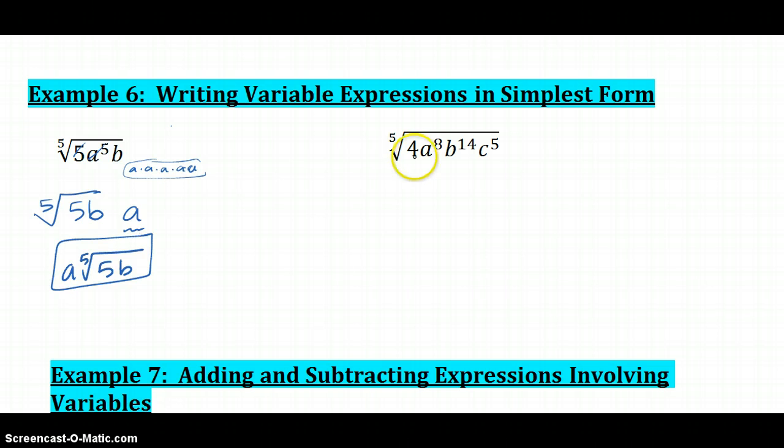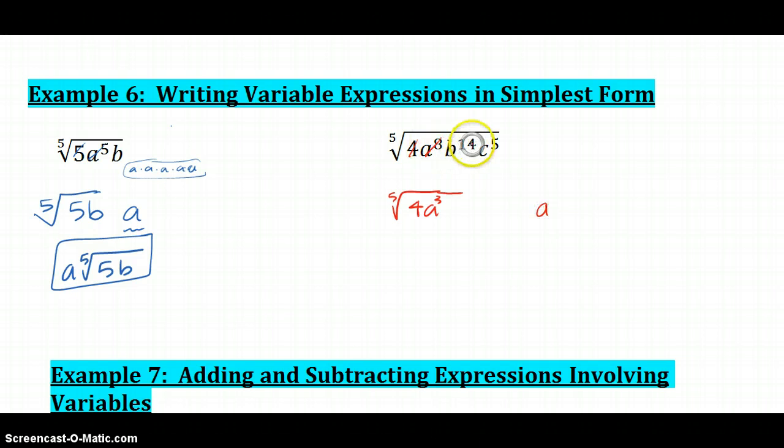Let's try it again over here. Again, we're dealing with the 5th root. Look at your constant first, this 4. Is there anything times itself 5 times that's going to give you 4? No, not at all. So that's not simplifying, it stays under the root. Then go to your a. How many groups of 5 are in 8? Well, there's one group of 5, so an a out here, but you have leftover. If it's 8, you take out 5, you're left with 3. So that means 3 of them are stuck under the root. That can't simplify.